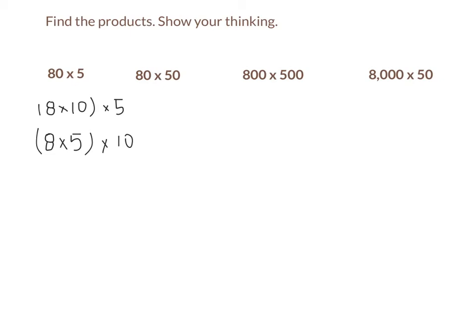Okay? Okay, now we're ready to solve. What's 8 times 5? 40. Okay, and then we still have one factor of 10. So this is equal to 40 times 10, which is? 400. Very good. Okay, let's try the next one.